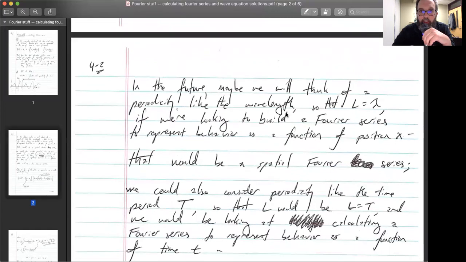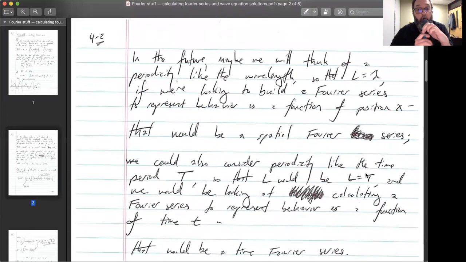And in the future, if we start thinking about the periodicity of a thing that has a wavelength, that's going to be L is equal to lambda, right? And that will let us build a Fourier series to represent the behavior of some function as a position of x, where x is a spatial coordinate. That would be a spatial Fourier series. We could also think about periodicity for functions that oscillate periodically in time and have a period capital T. And in that case, that quantity L would be something like L is equal to T. And if that's the case, we're going to be calculating a Fourier time series, right?